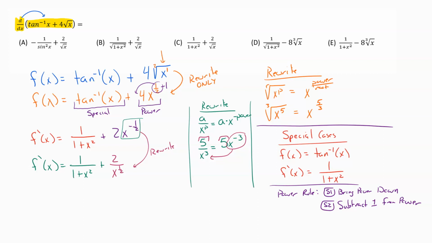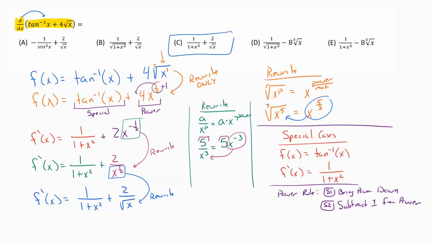So now they want us to undo this 1/2 power rewrite. We're undoing the power over root move, and they want us to go back to having it as a root. Well, x to the 1/2 was our square root. So we rewrite that, and the derivative is 1 over 1 plus x squared, plus 2 over the square root of x. We do a rewrite there to turn that back into a root. And now when I go up and look, I can see that my answer matches option C.